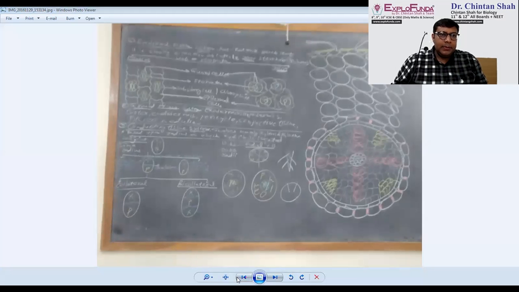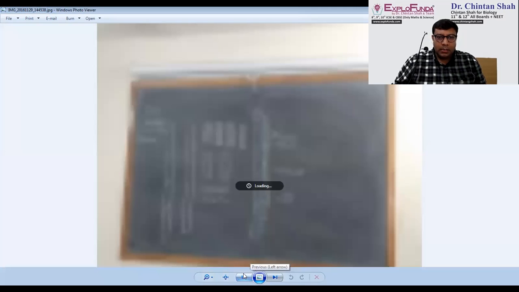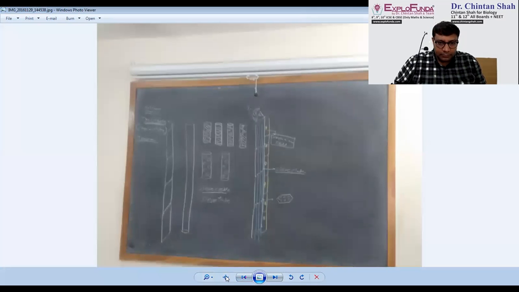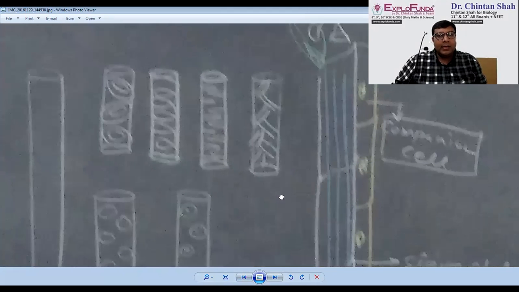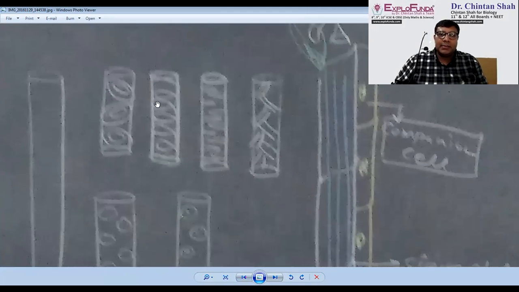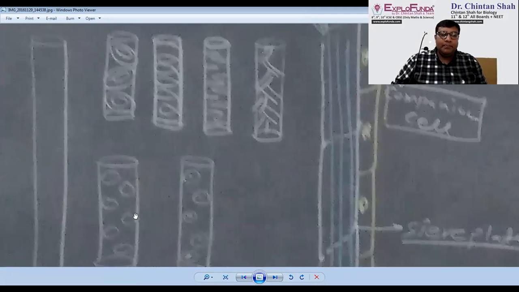Just be with me. Yes, so this is what it is. Different forms are there. As you can see, a spring-like structure is there. This is annular. This is spiral. This is scalariform. This is reticular. This is pitted, and this is bordered pitted.